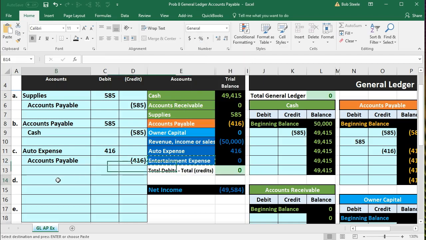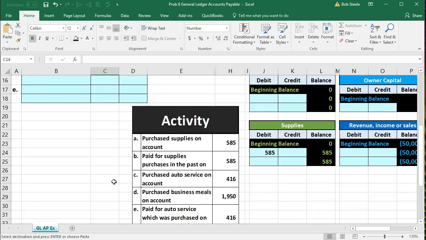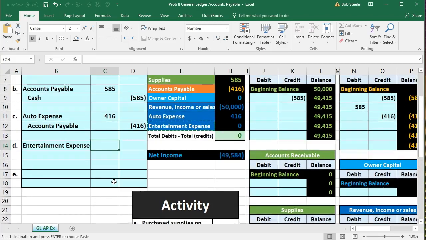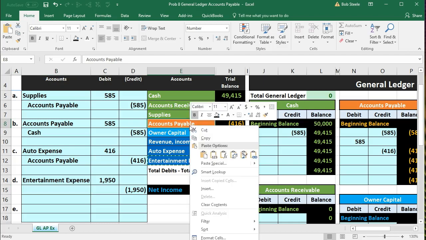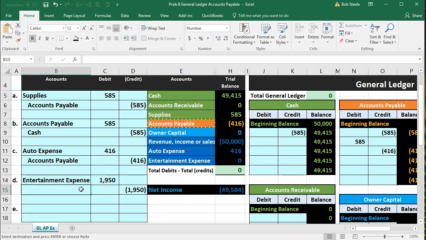We just call it entertainment here to shorten it down. And paste it in B14, right click and paste. The amount then, 1950, 1950. We're going to credit something in D15 for the same amount by saying negative of that number. And then the credit will go to the accounts payable account. So E8, right click, copy the accounts payable, paste in B15, right click, paste 1, 2, 3.